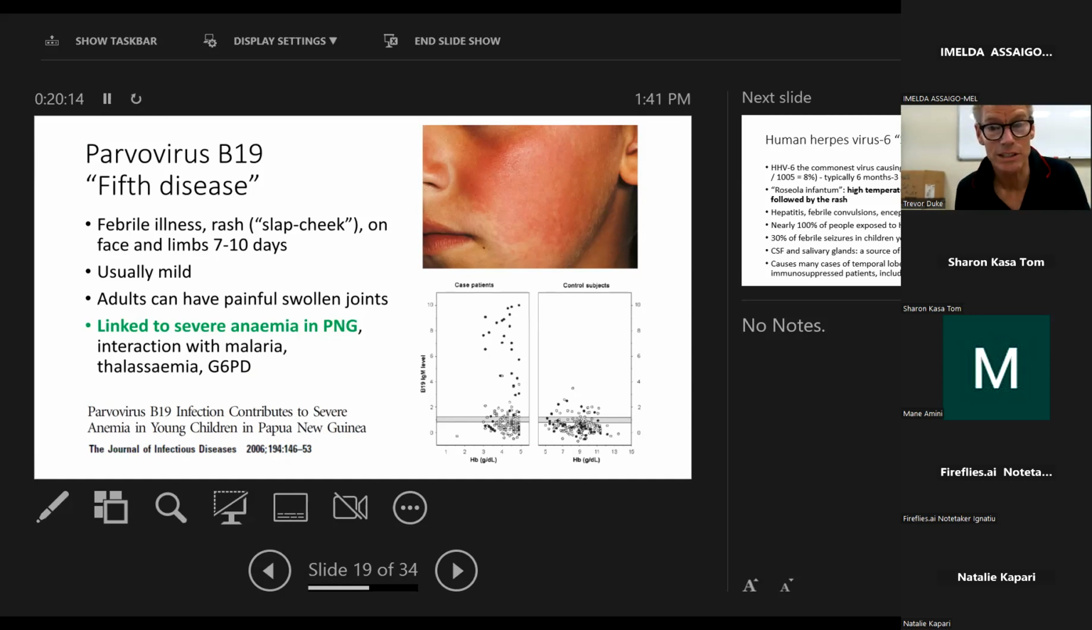But this is the rash that they get. It's sometimes called slap cheek syndrome, as if the child's been slapped on the cheek and they've got very red cheeks. So these children usually have this febrile illness with rash on their face and cheeks and their limbs, and it lasts for 7 to 10 days. It's usually quite mild. If you get it when you're an adult, then sometimes you can have painful swollen limbs.